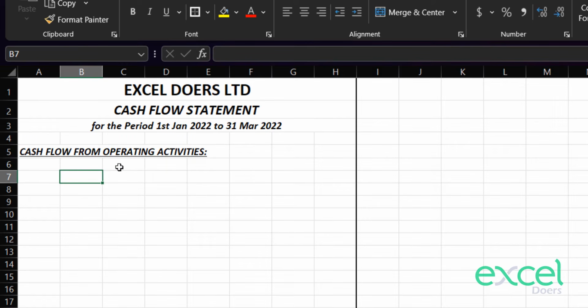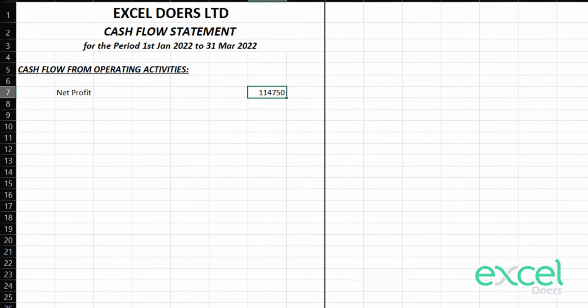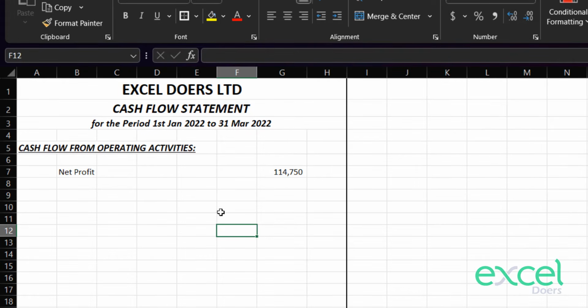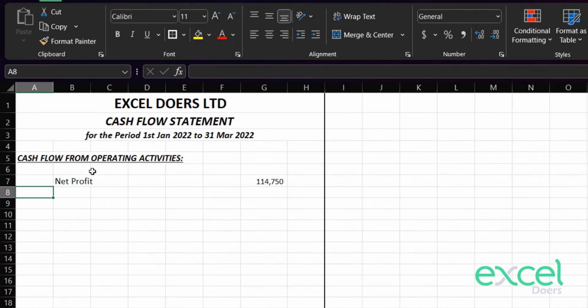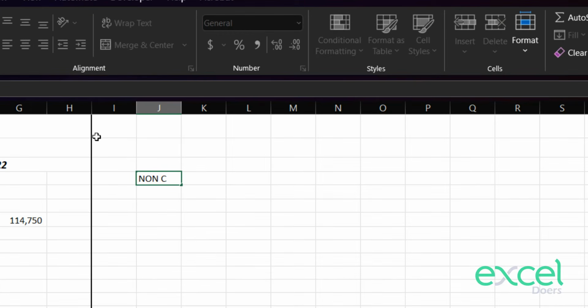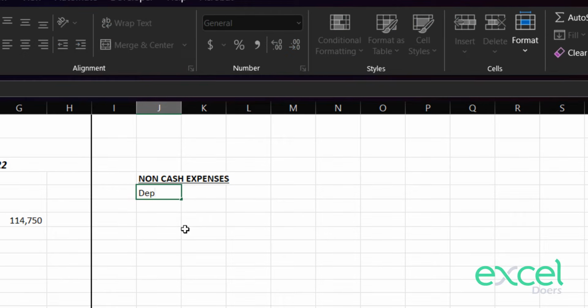So here your cash flow is starting from net profit, right? So here your net profit is going to come, and I can link this with the income statement, right? So this is the net profit that I have got, right? In net profit we add back if there are any non-cash expenses. A very good example of a non-cash expense is depreciation.